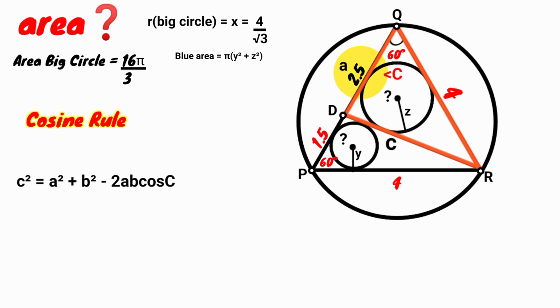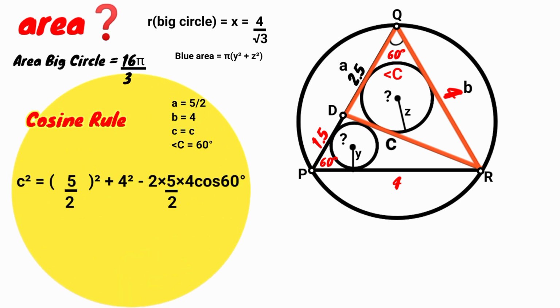Let this be a and this b. So a equal to 2.5, which is 5 over 2. b equal to 4 and c equal to c. Angle C is 60 degrees. Substitute it here.